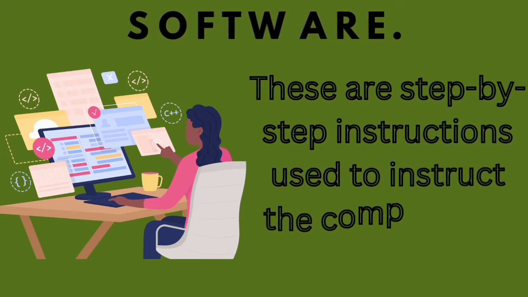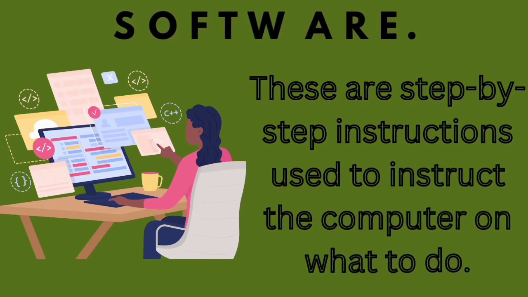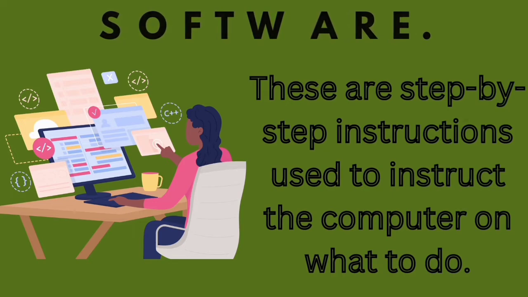Computer software are step-by-step instructions used to instruct the computer on what to do. It is a collection of coded sets of instructions that is programmed to help the hardware function effectively. It directs the hardware on what to do and how to go about it. There are two types of software: the application software and the system software.